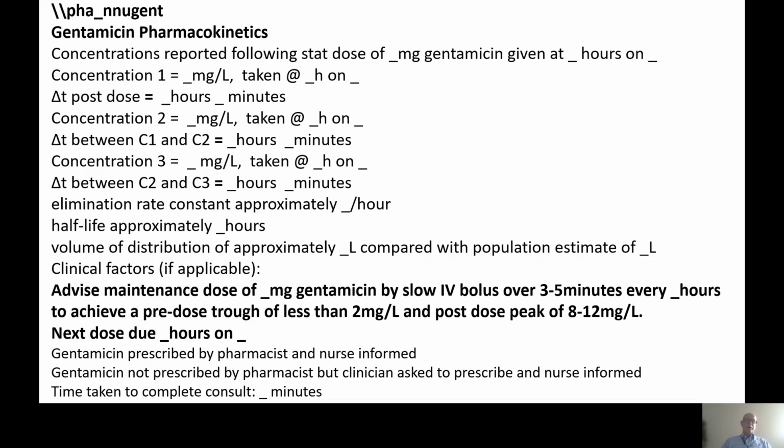My interpretation is their elimination rate constant is this, their half-life is this, their volume compared with population volume is this. I can add in any clinical factors that I've taken account of, in that they've got poor renal perfusion, they're hypotensive, they're edematous, things like that, and then make a dose recommendation. Next dose due, and again remember we tend to dose at 11 and 11. Say whether you've prescribed it or whether you've not prescribed it, but the clinician's been asked to prescribe and the nurse has been informed, and then the time it takes.